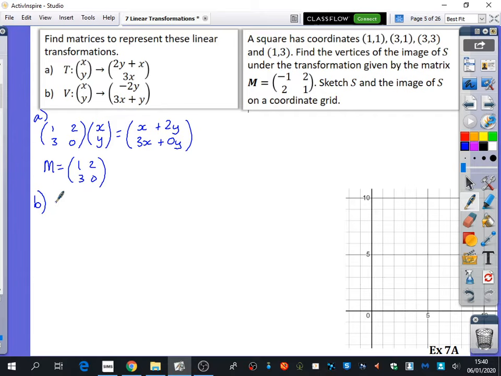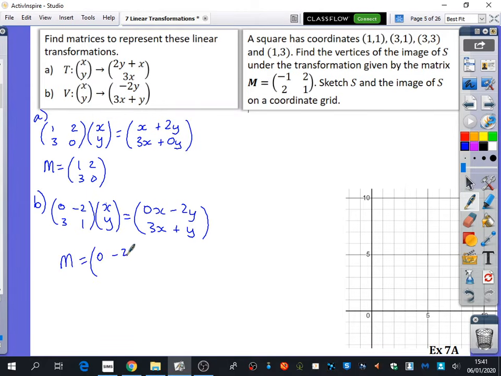And for B, well, we're trying to find out the matrix that when you apply it to xy, you get 0x minus 2y, 3x plus y. So we get a 0, minus 2, 3, 1. And you can just double check that by multiplying the matrix. You get 0x minus 2y, great, and you get 3x plus y, which is just what we wanted right there. Okay. So I should say my matrix is 0, minus 2, 3, 1.